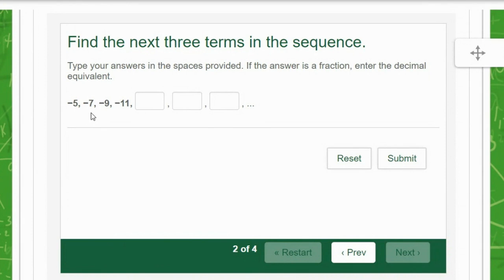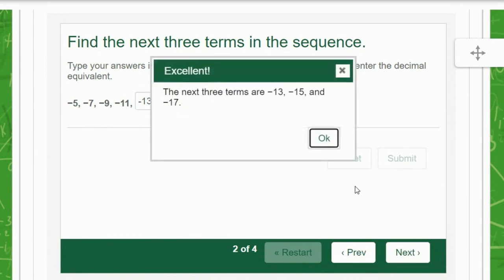Now, this one's going down, obviously, right? -5, and then -7, and then -9. And so this is going down 2. So every time we're adding -2 or we're subtracting 2. That works both ways. Subtracting 2, adding a -2. -13, -15, -17. Submit. Yes, that's excellent. That's the next three terms.